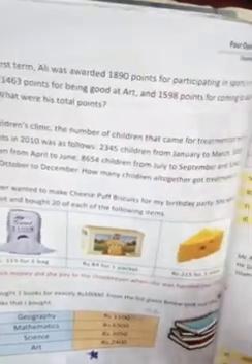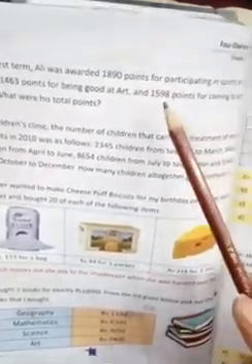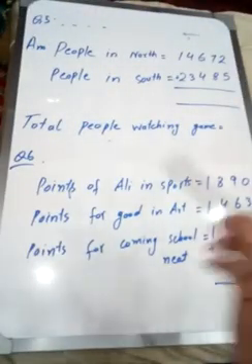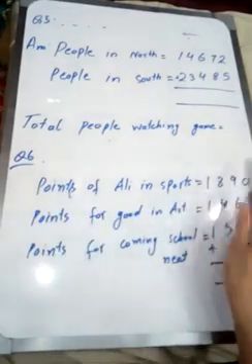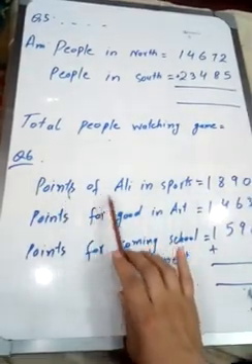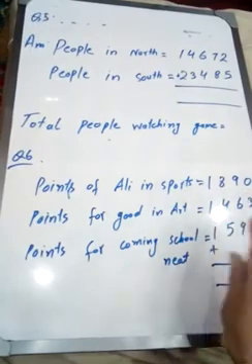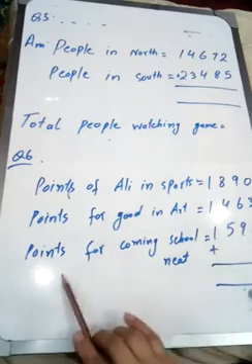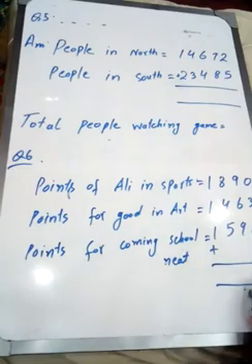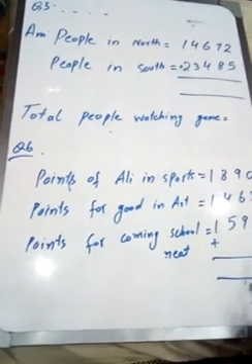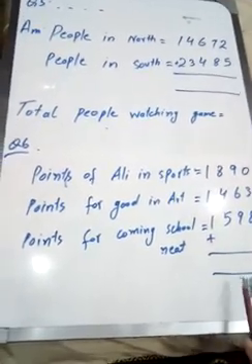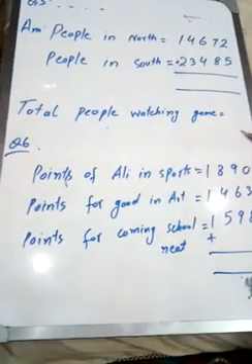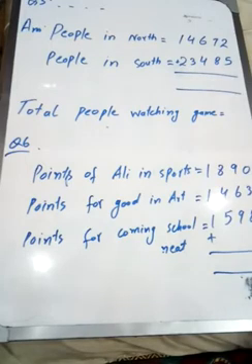Here we have three values and you have to find how many total points Ali got at the end. For this you have to again write the whole question on the top, and then start solving it. Write the points of Ali in sports, the numbers in front. Points for being good in arts, write those numbers here. Points for coming to school neat, write that number here, and then add them. You can find the answer here.